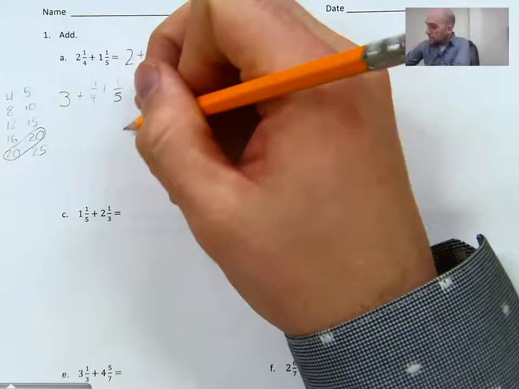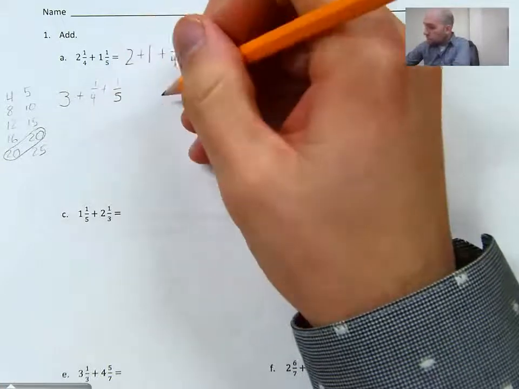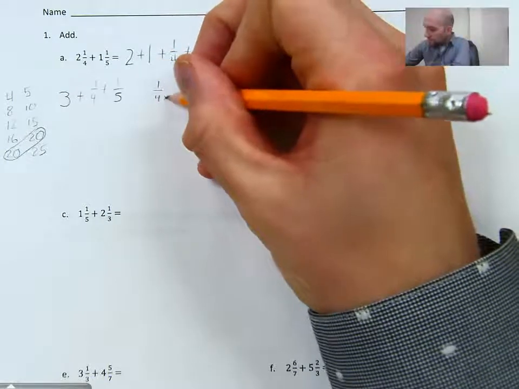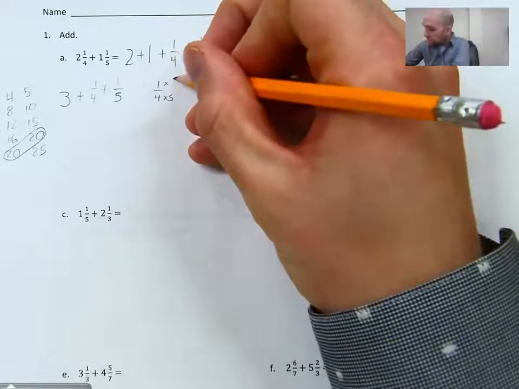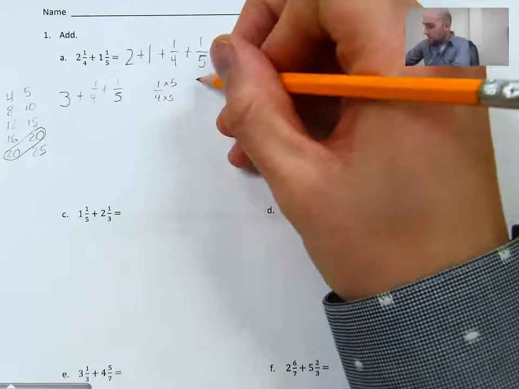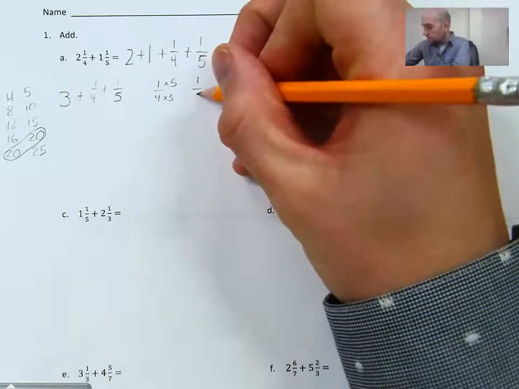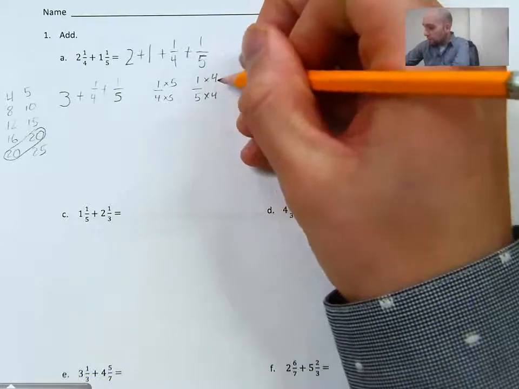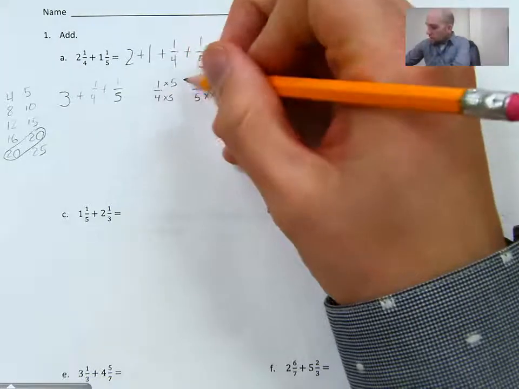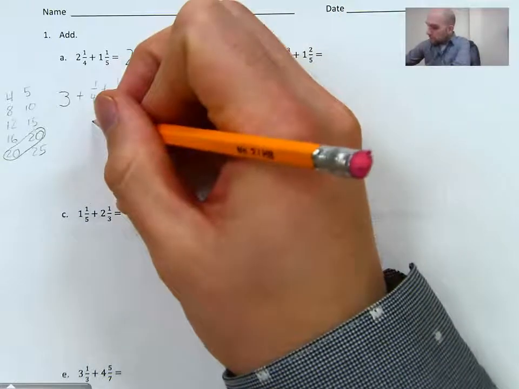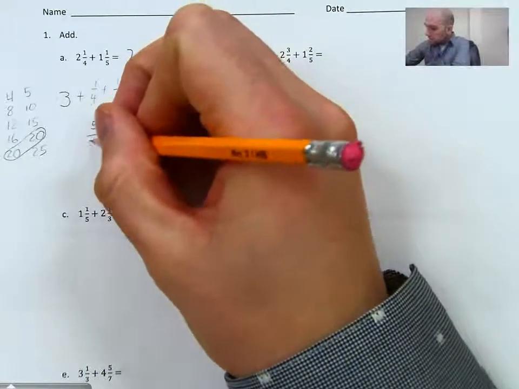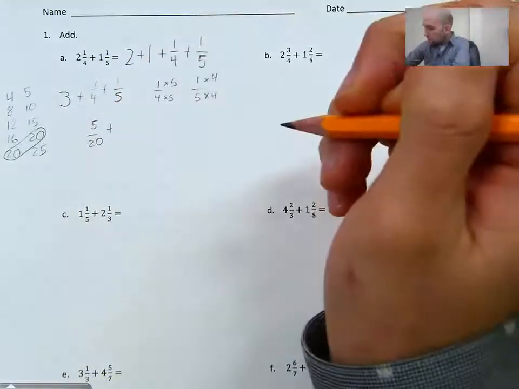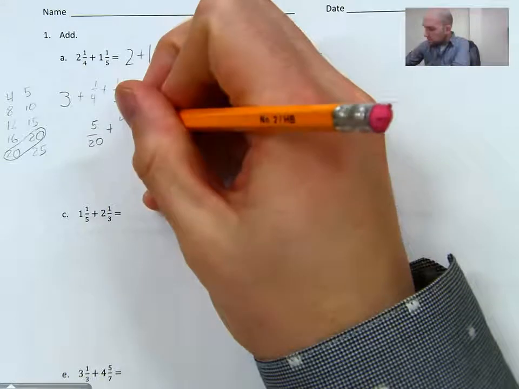Now, if I want to make 1/4 into 20ths, well, 4 times 5 is 20, so I need to multiply my numerator times 5. And then 1/5, 5 times 4 equals 20, so I need to multiply my numerator by 4. Here I'll get 5 20ths, which is 1/4, and 4 20ths.